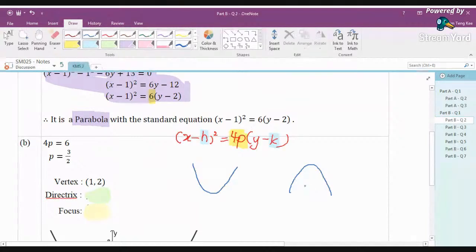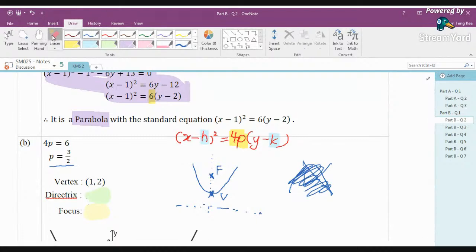That's the first thing. Next, when p happens to be positive, we are referring to the case of the smiling face. Here I notice that if this is the location of my vertex, my focus is somewhere inside here, and the directrix is below. Focus and vertex should be located on the same vertical line, so they have a common x value.